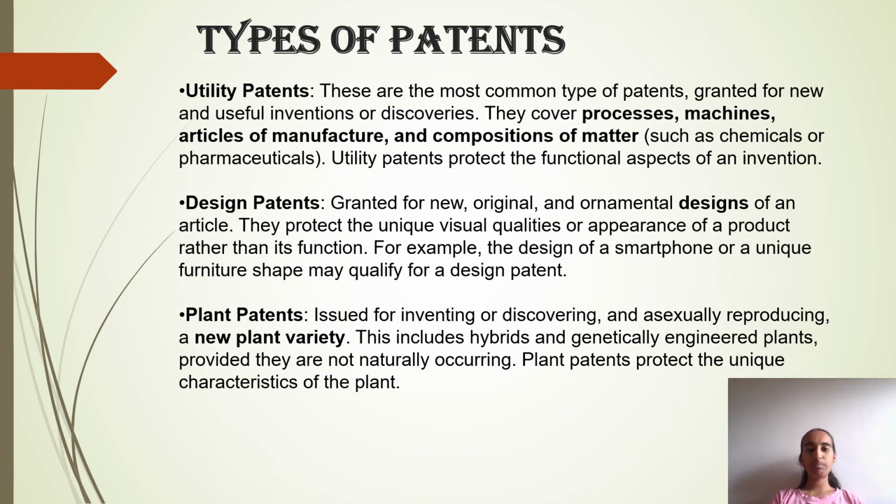Let's see the types of patents. Utility patent, design patent, and plant patents. Utility patents are the most common type of patents granted for new and useful inventions or discoveries. They cover processes, machines, articles of manufacture, and compositions of matter such as chemicals or pharmaceuticals. Patents protect the functional aspects of an invention.